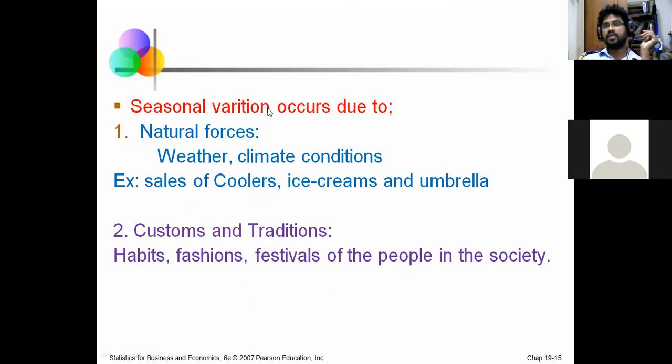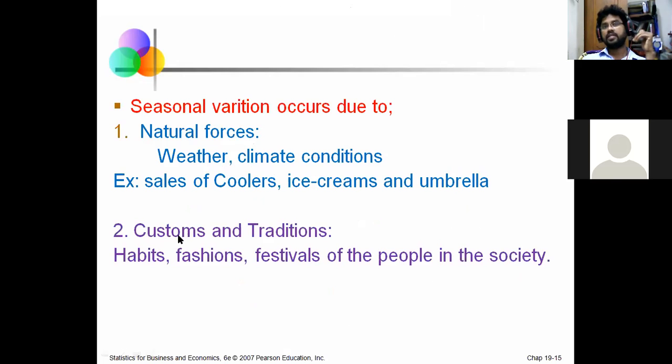So generally, seasonal variation occurs due to natural forces: weather conditions and climate conditions. For example, in the winter season there is a good demand for woolen goods, or high sales of woolen goods in this particular season. After the season, the sales of woolen goods may decrease.